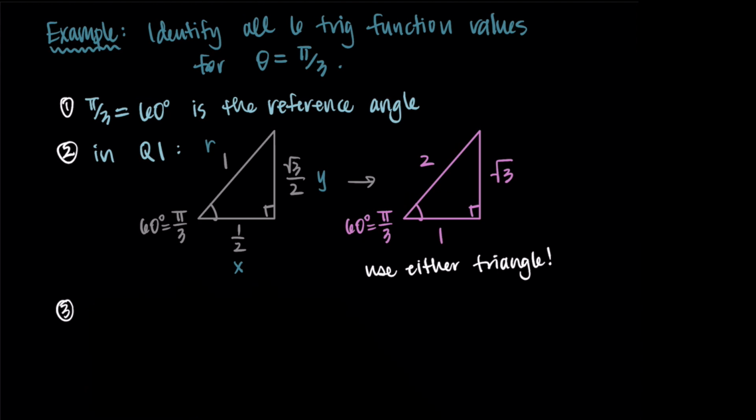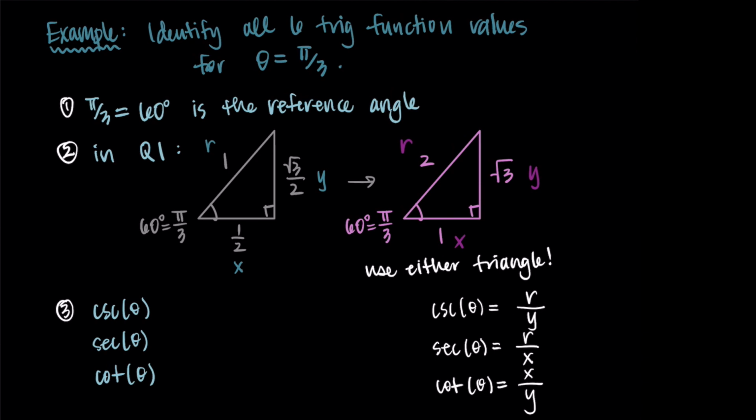Alright, so what we have left is to find the other 3 trig functions. So we have cosecant, secant, and cotangent. Cosecant is r over y, secant is r over x, and cotangent is x over y. So let's just go ahead. For cosecant, we have r over y, or hypotenuse over opposite. On my initial triangle, the first one I have, that's 1 over square root of 3 over 2. When we divide by this complicated fraction, we're actually multiplying by the reciprocal. So I have 1 times 2 over square root 3, which just gives me 2 over square root 3.